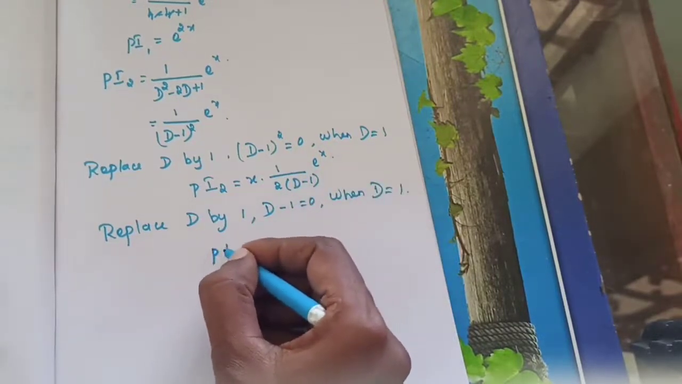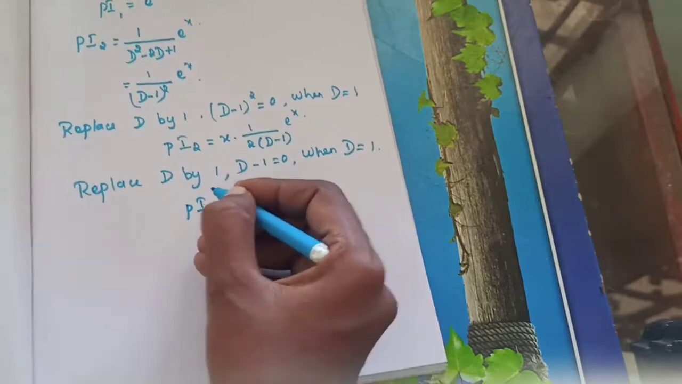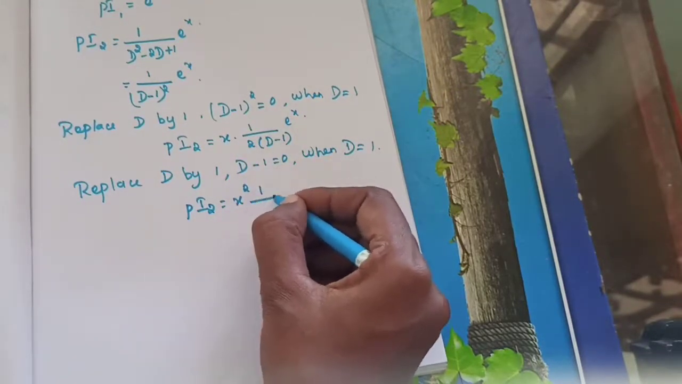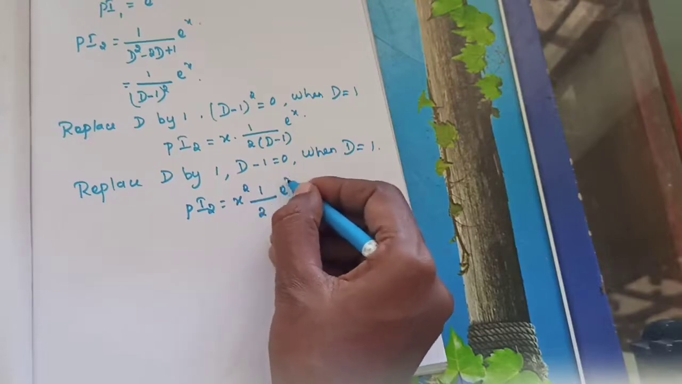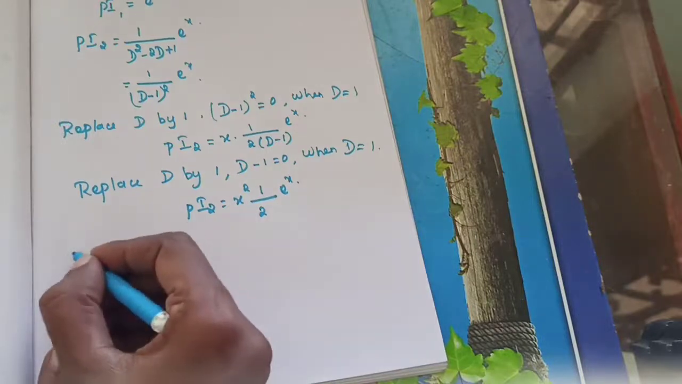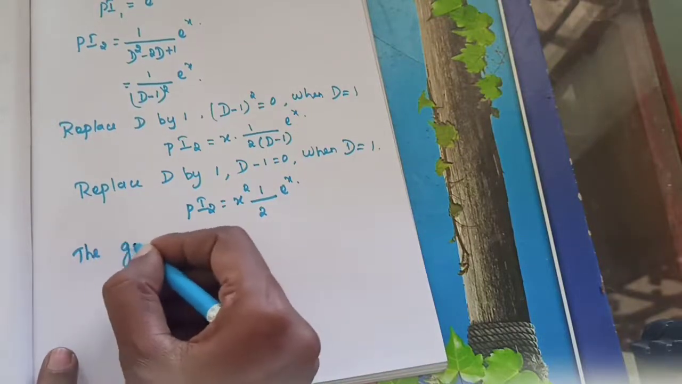When you are finding the particular integral, what will you do? Substitute x square times 1 by 2 into e power x. This is particular integral 2. Understand, students? When we substitute in the place of D minus 1 and get 0, we multiply by x. Substituting again, you get 0, so x square. Understand?